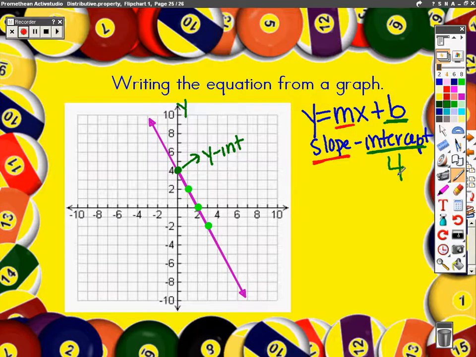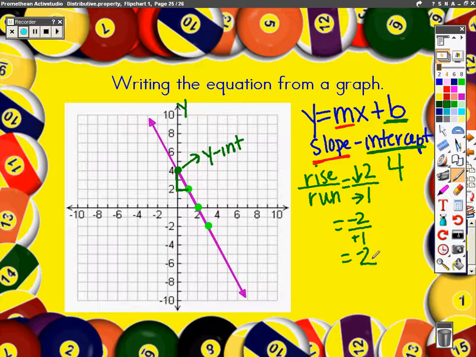You have two options for slope. I can either count the rise over the run. So what would that be? I can start on the left side and I go down 2 and to the right 1. Down is negative and to the right is positive. So negative 2 over 1 gives me negative 2. That's your first option for slope.